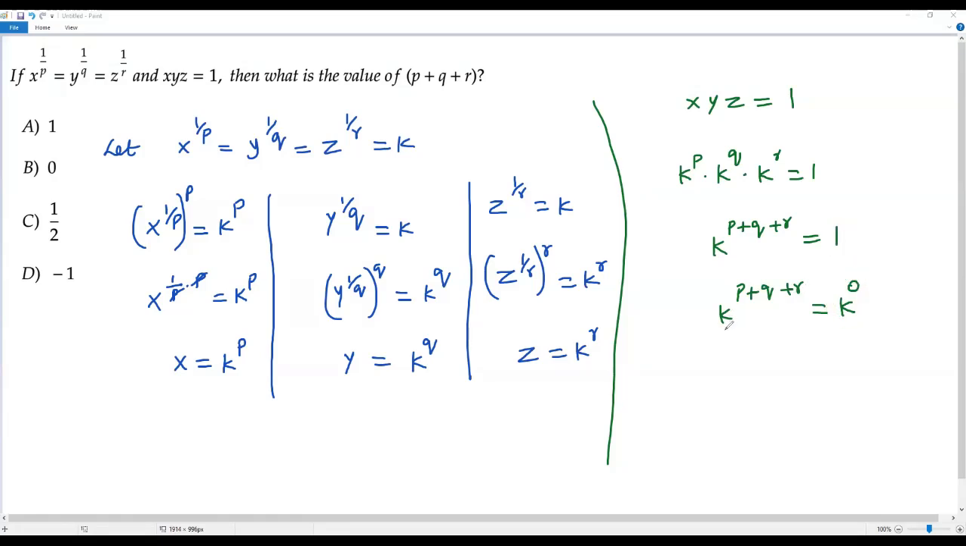Now look at the base on the left side and the base on the right side. Both of them are the same, that is k. Since two terms are equal with the same base k, we can equate the exponents. When I equate the exponents, I'm getting p plus q plus r equals 0. I got the value of the expression p plus q plus r, that is 0. We find 0 in answer choice B. The correct answer choice for this question is B.